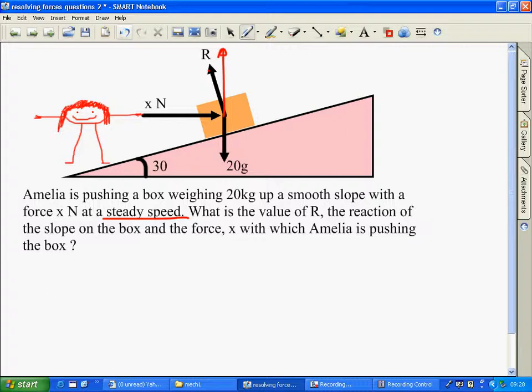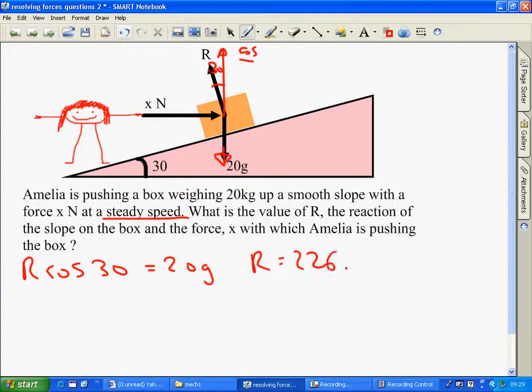I have a component of R in this direction. This angle is 30, so this component, moving through the angle, is R cos 30. The only force opposing that downwards is this one here, which is 20g. So I have an equation just in R which I can solve very easily to get R is 226.56 newtons.